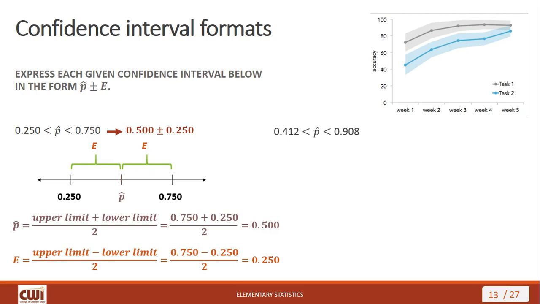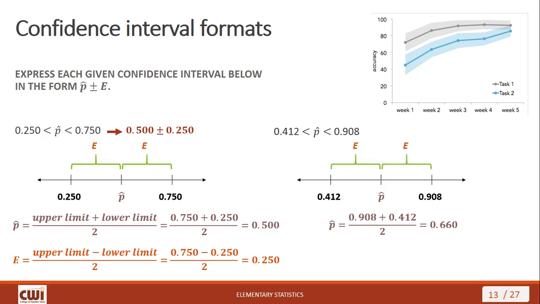Let's look at another example, 0.412 to 0.908. So here the numbers aren't so nice, but the process that we just got done describing is going to work regardless of what these numbers are for our limits. So first, let's imagine our limits as numbers on a number line. Our p hat value is going to be directly in the middle between those two values. To find the value directly in the middle, we're going to average our limits together. So when we do that, we get 0.660. This then is the value of p hat.